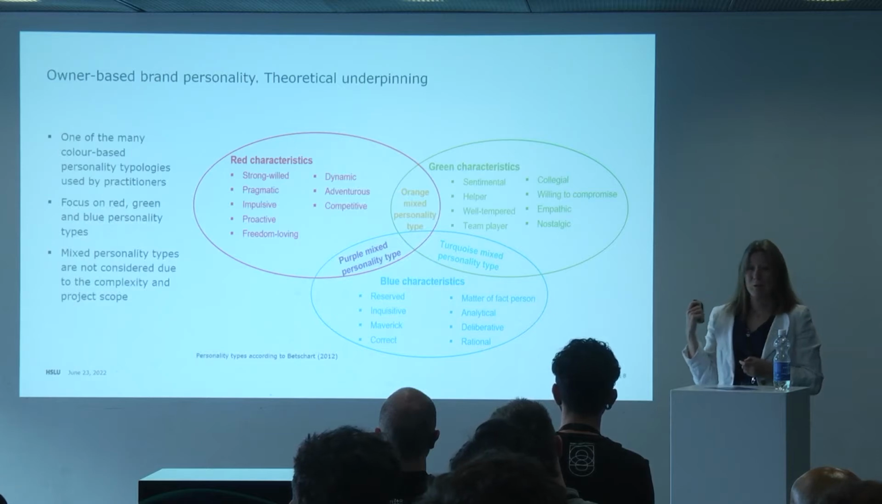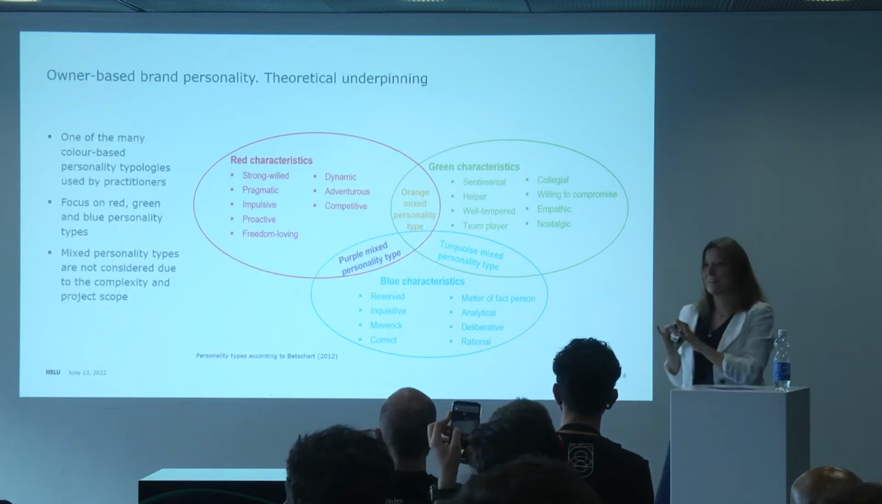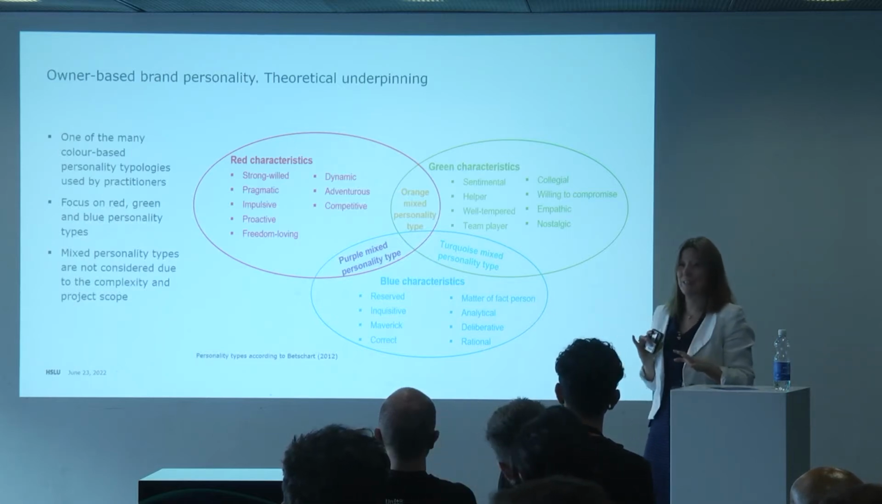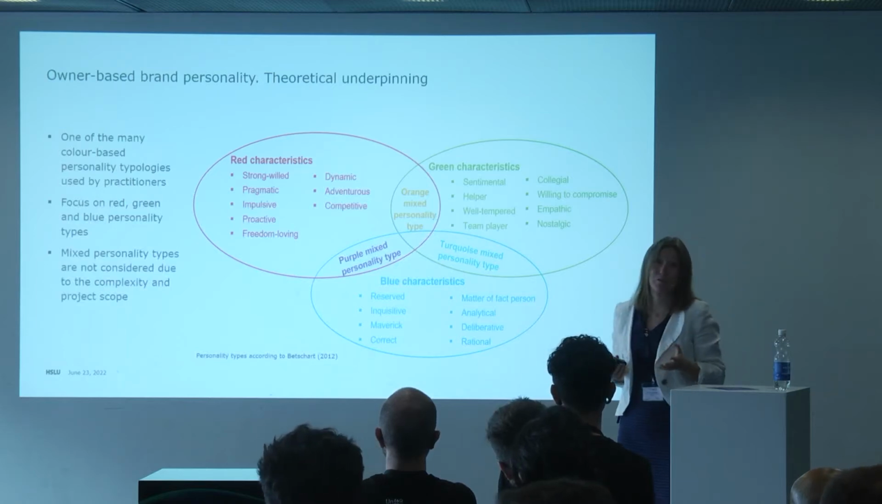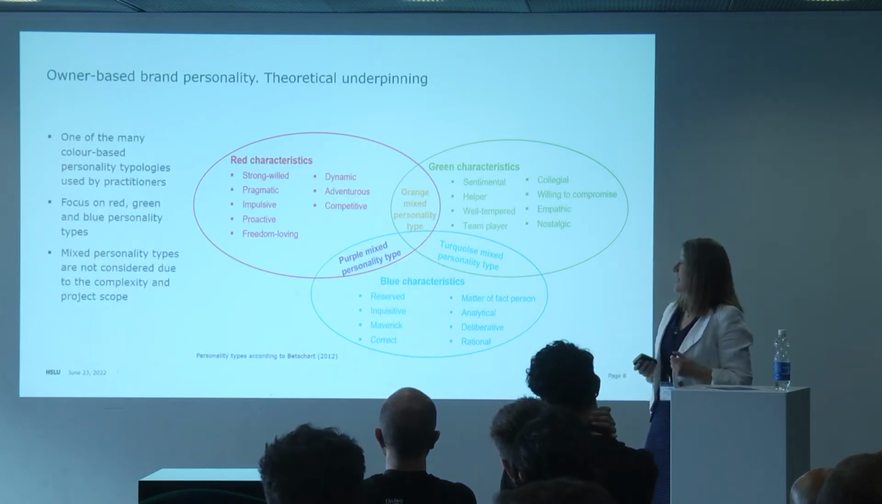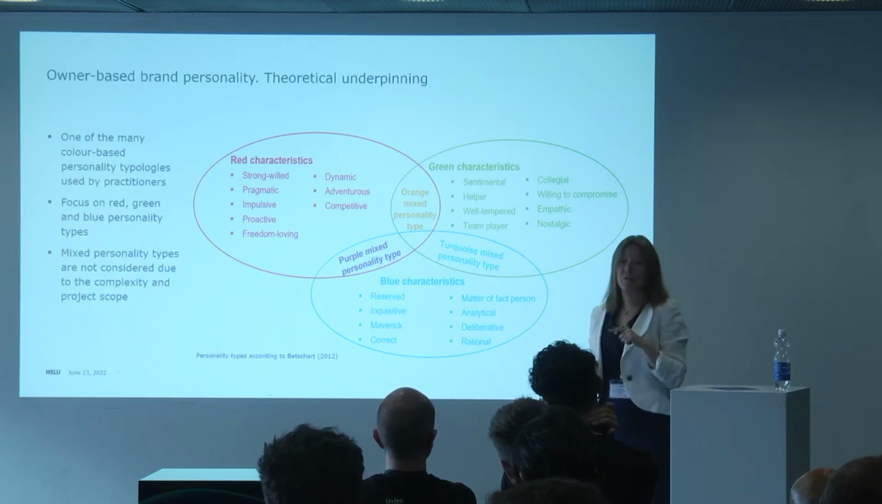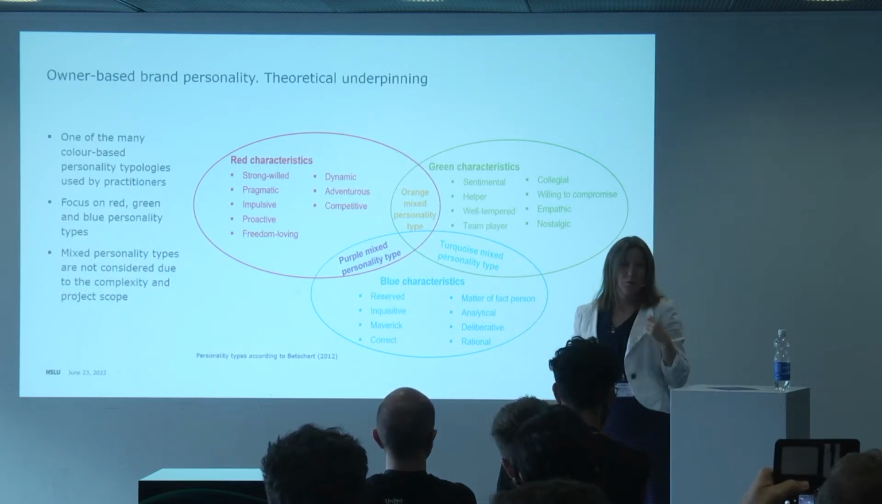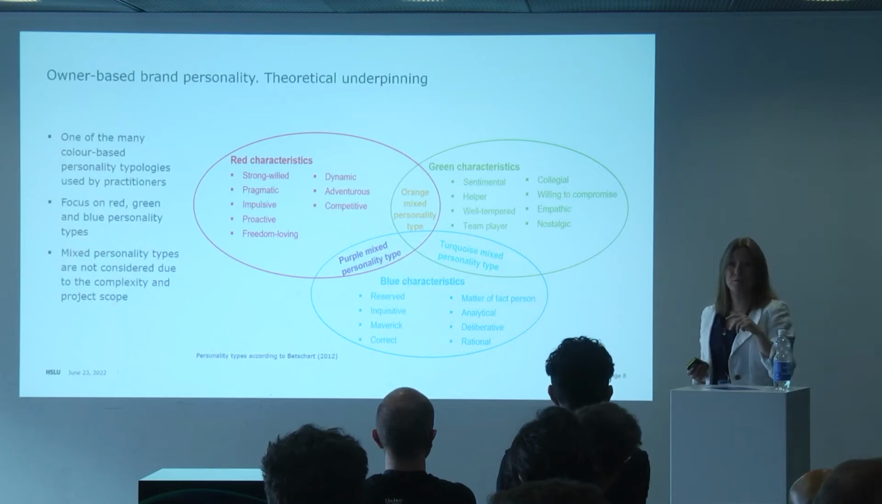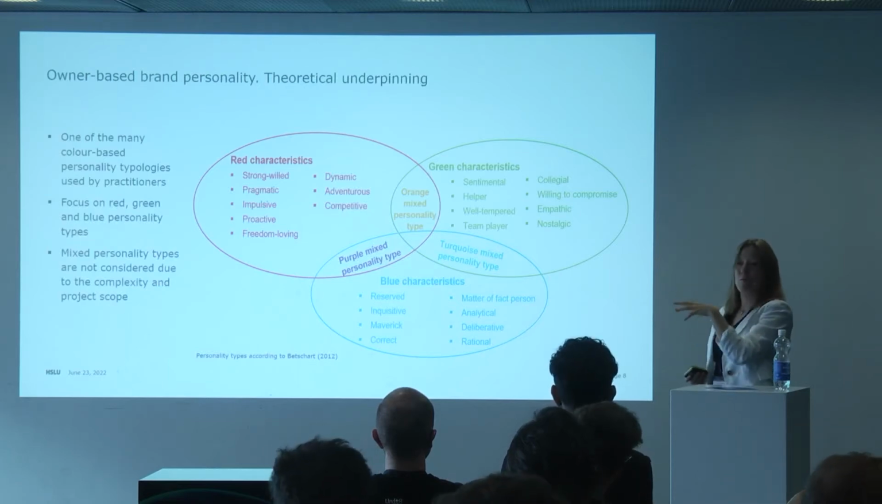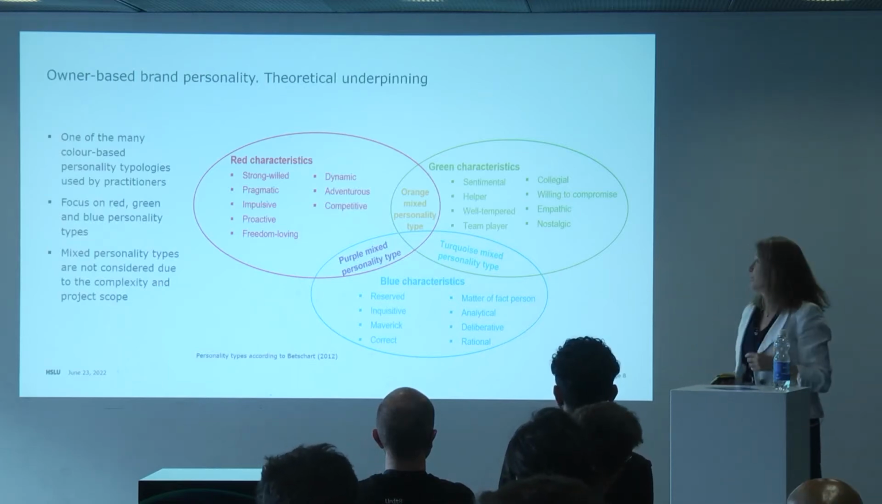As you can see, there are quite a lot of characteristics on there. There are also mixed personality types. We're not looking at those. That would have been beyond the scope of this very small research project. Instead, we're just looking at the red, the green, and the blue personality characteristics and how they apply to language. So how can we find these brand personality types in language?